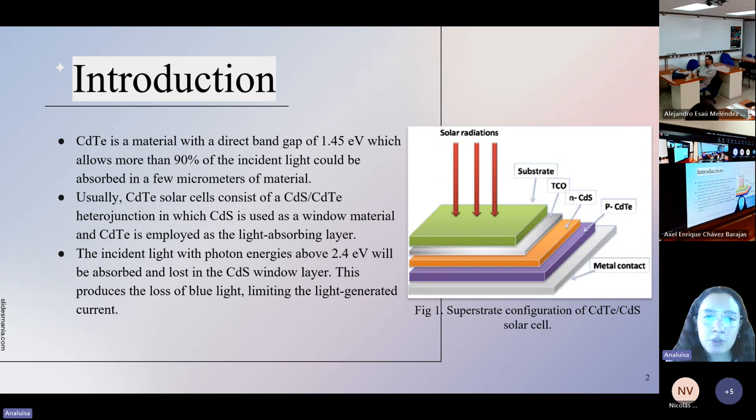And usually the cadmium telluride solar cells consist of a heterojunction with cadmium sulfide used as a window layer material and the cadmium telluride as an absorbing layer. One of the problems that these cells present is the loss of light by absorbing the photons in the cadmium sulfide layer, which limits the device performance.